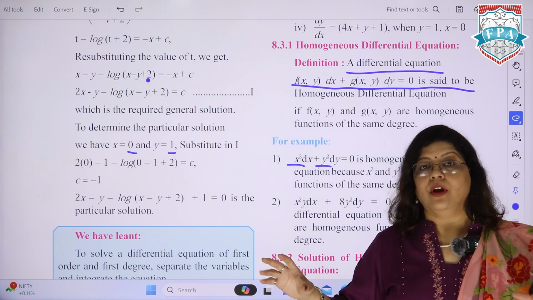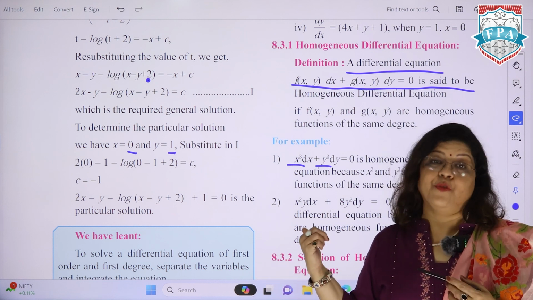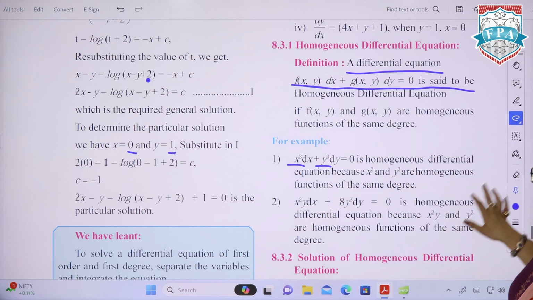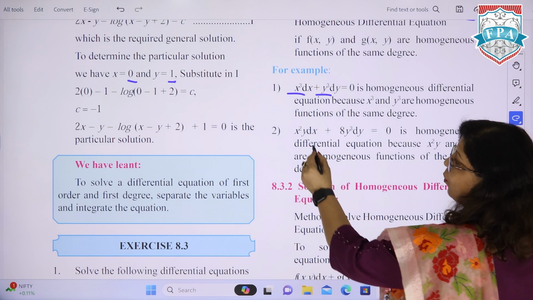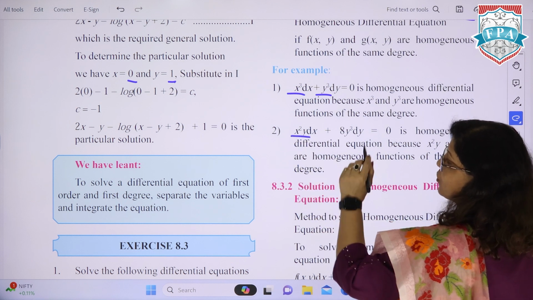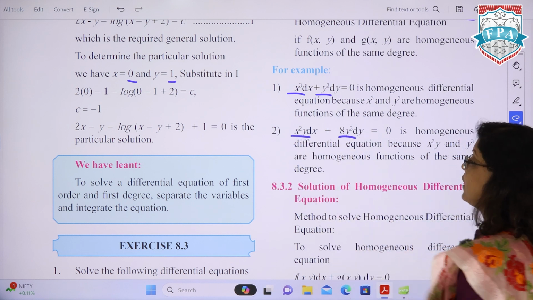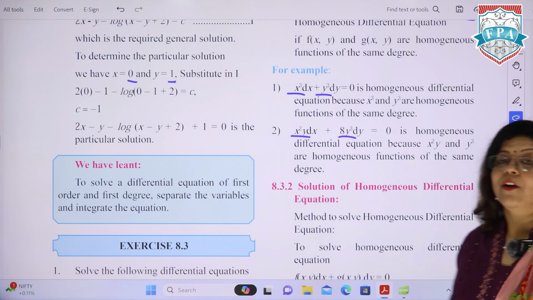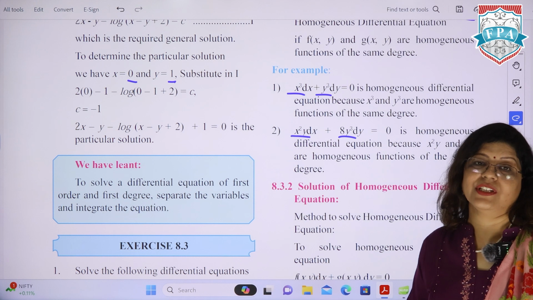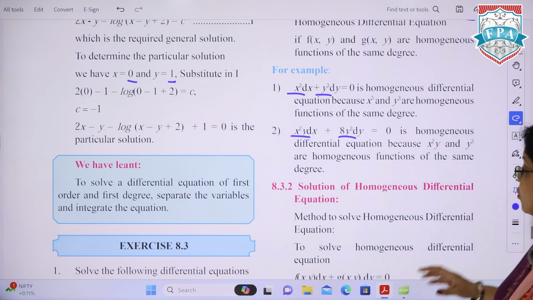algebraic expression, not the degree of the differential equation. Here again x square y dx plus 8y cube dy. So x square y degree will become 2 plus 1, 3. Y cube degree is 3. So it is a homogeneous differential equation. Now let's see how this homogeneous differential equation can be solved.